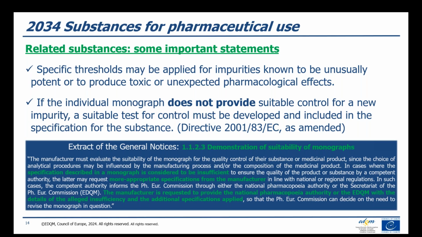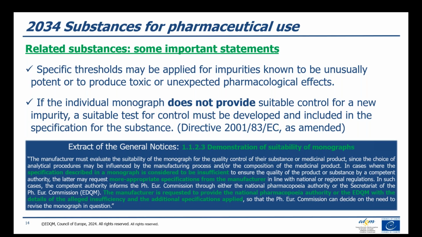Another important thing is that if an individual monograph does not provide a suitable control of a new impurity, in this case, you as a manufacturer have to develop a suitable test to control this specific impurity. This is something which is written also in the directive, and I also put on the slide here the extract of the general notices.